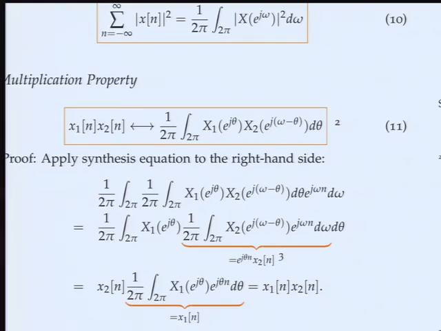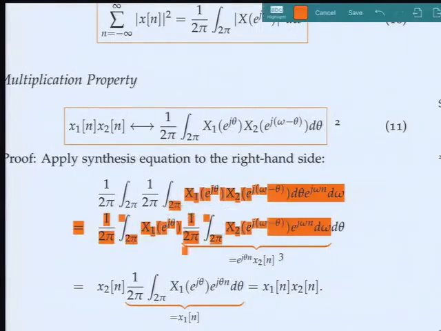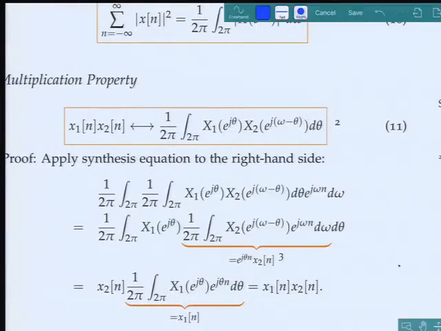So technically we have the integral over theta first, then omega. But if I change the order and take out of the integral anything that doesn't depend on omega, which in this case is x1 of e to the j theta, what remains looks a lot like the definition of the synthesis equation for x2. There's one key difference. The synthesis equation didn't have this negative theta term, right?